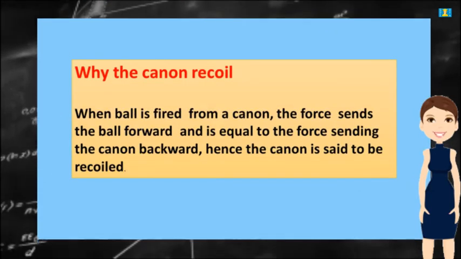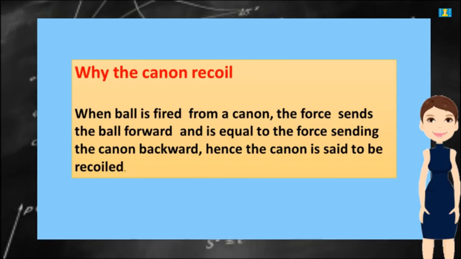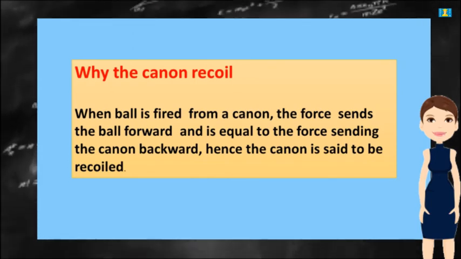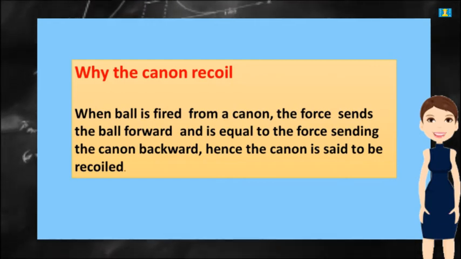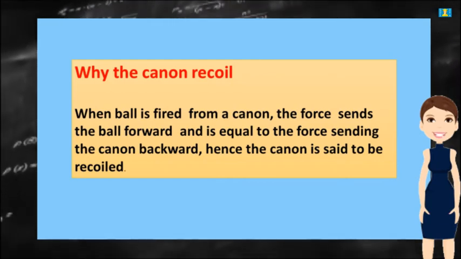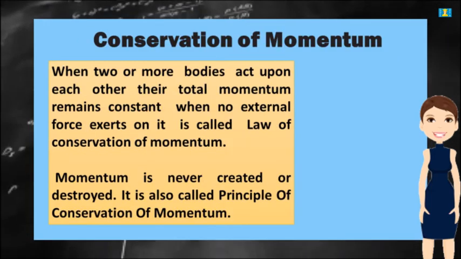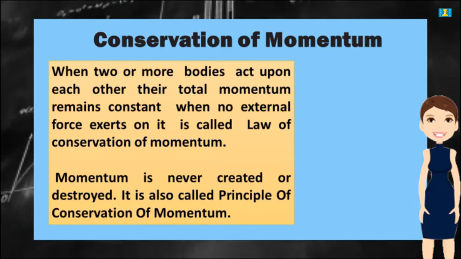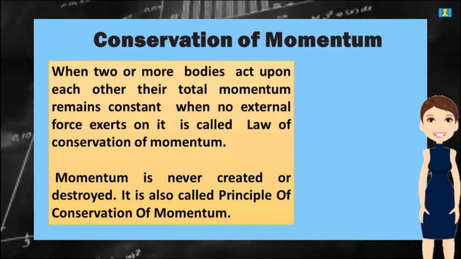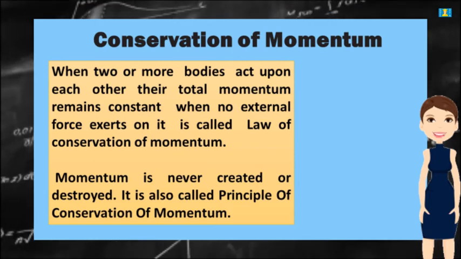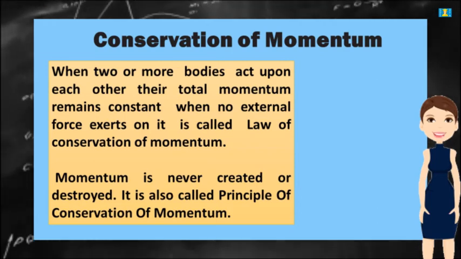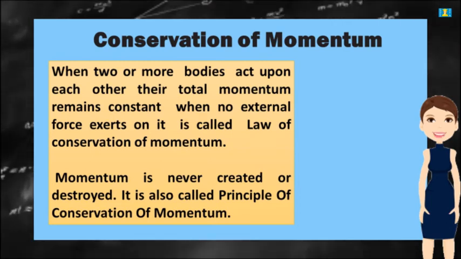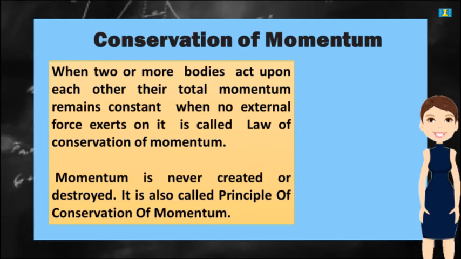Why does the cannon recoil? When a ball is fired from a cannon, the force sending the ball forward is equal to the force sending the cannon backward. Hence the cannon is said to recoil. Conservation of momentum. When two or more bodies act upon each other, their total momentum remains constant when no external force acts on them. This is called the law of conservation of momentum. Momentum is never created or destroyed. It is also called the principle of conservation of momentum.